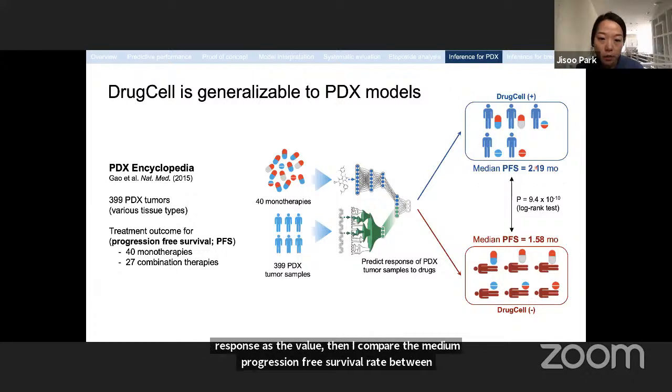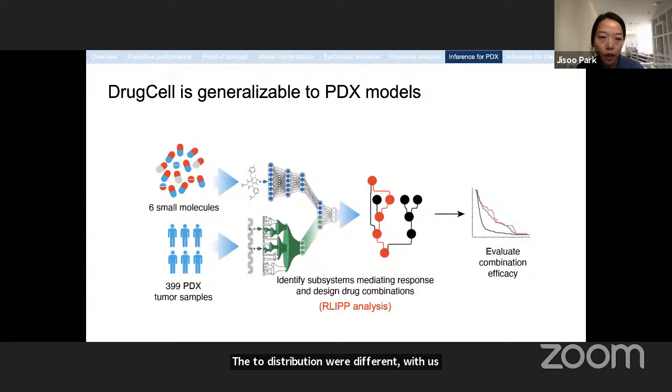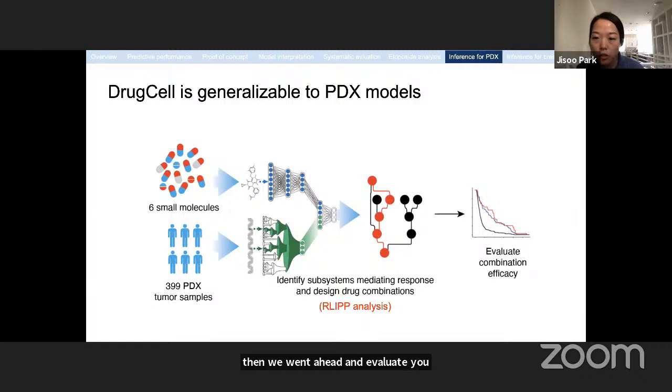The DRUXA positive group had a longer median progression-free survival rate than the negative group. And when we also compared the distribution of the progression-free survival rate between the two groups using log-rank tests, the two distributions were different with statistical significance. Then we went ahead and evaluated DRUXA's ability to suggest effective drug combinations for the PDX models.